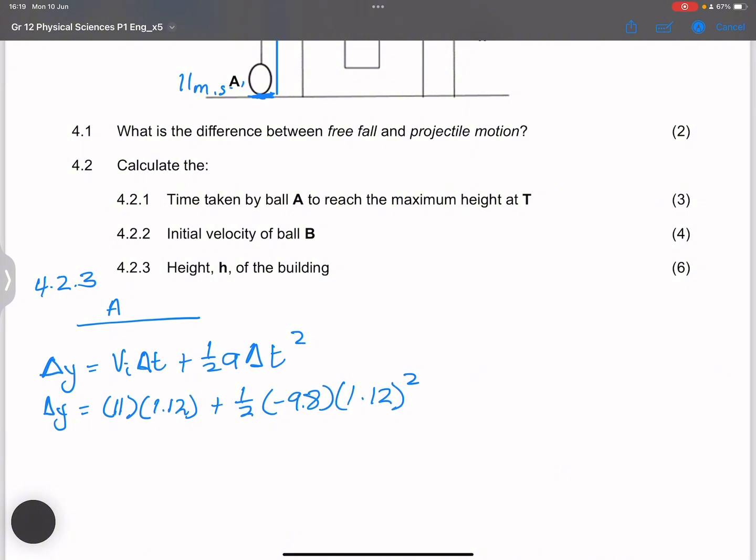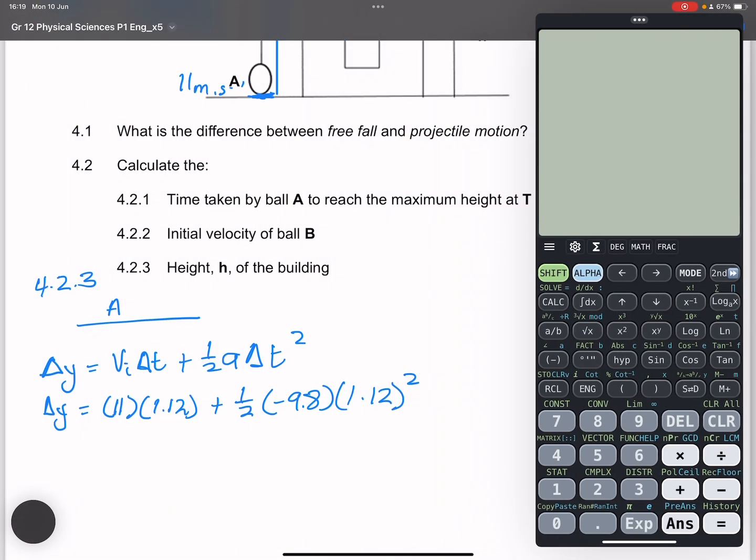plus a half times negative 9.8 times 1.12 squared. Okay, so let's find that total displacement there for A. So that's 1.12, minus 0.5, so I'm just multiplying by the negative there, times 9.8 times 1.12 squared. Okay, so let's do that. So we find our displacement to be 6.17 meters. Okay, so that is the height for ball A.